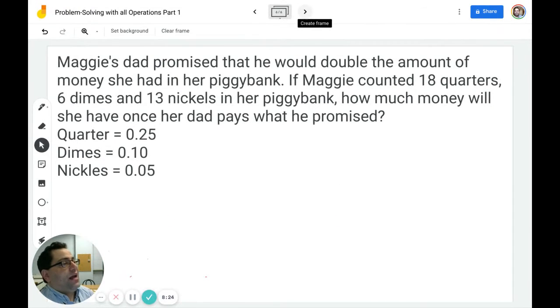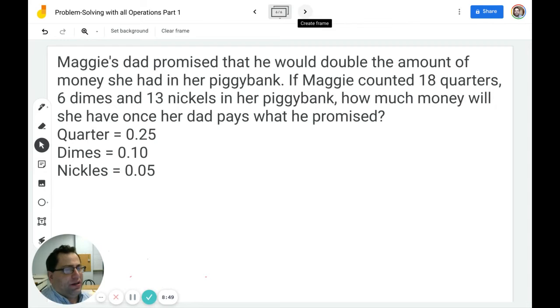It says here, Maggie's dad promised that he would double the amount of money she had in her piggy bank. If Maggie counted 18 quarters, 6 dimes, and 13 nickels in her piggy bank, how much money will she have once her dad pays what he promised? They go on to give you the values for each coin, quarter, dimes, and nickels, in case you didn't know them.